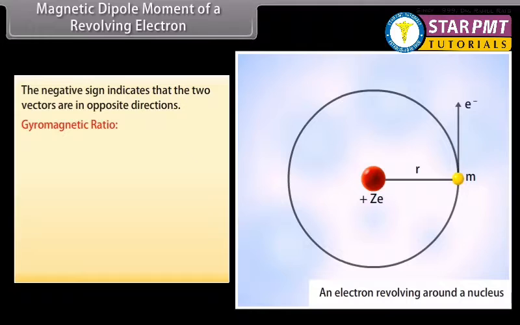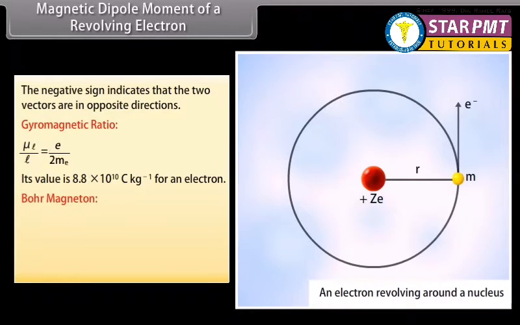Gyromagnetic ratio. Mu L upon L is equal to e upon 2 me. Its value is 8.8 into 10 raised to the power 10 coulomb per kilogram for an electron. Bohr magneton. Mu B is equal to e h upon 4 pi me. Its value is constant and equals 9.27 into 10 raised to the power minus 24 ampere meter square.